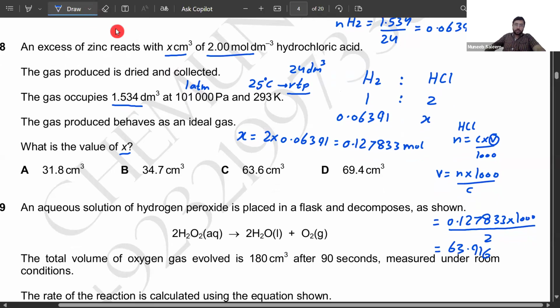63.916. Now this value is very close to option D. Wait, my mistake. It is closer to option C. 63.916 is very much closer to option C. That's the right answer.